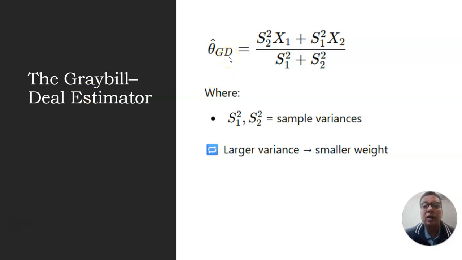The Graybill-Deal estimator is defined as s2 square x1 plus s1 square x2, divided by s1 square plus s2 square, where x1, x2 are the estimates of theta, and s1 square and s2 square are the sample variances of estimate 1 and estimate 2. So larger variance, smaller the weight.